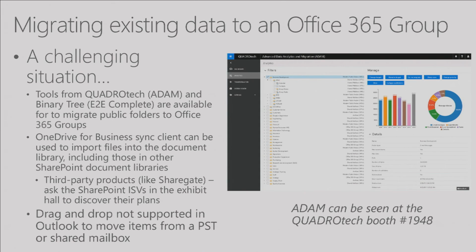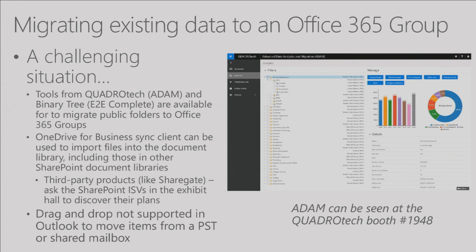Anyway, so how can we get stuff over to groups? Well, it's a challenging situation because there's no out-of-the-box tools available. You can't just drag and drop stuff from a mailbox folder and drop it into a shared mailbox. There are a couple of tools, though, coming out in the market, which I think are worthy of looking at. One is from Quadrotech. It's a tool called Atom. It's being demoed down on the show floor.